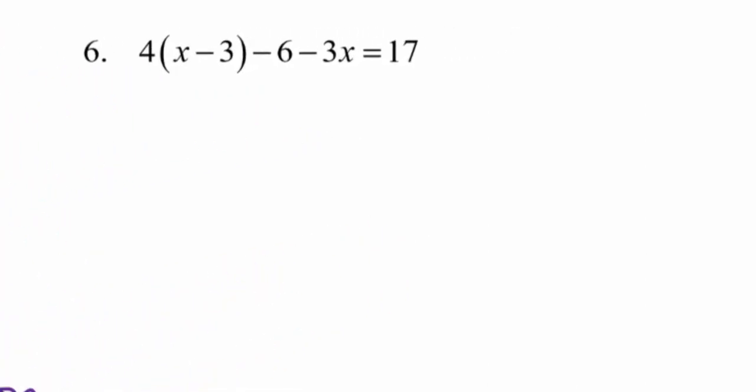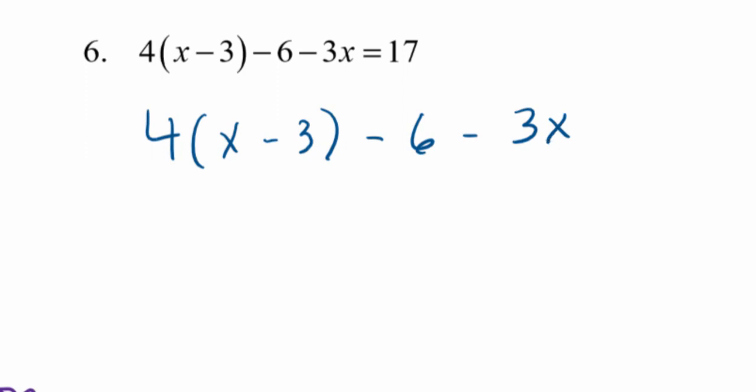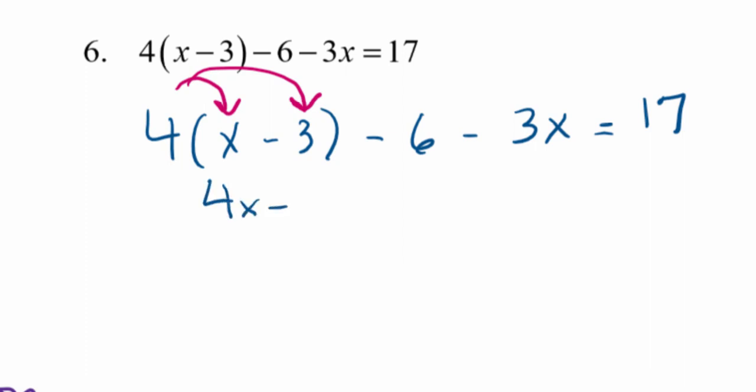Okay, so in our next equation, we once again have parentheses here on the left-hand side, where we're going to have to start by using the distributive property. The 4 gets distributed by what's inside the parentheses and not beyond that, as you know. So we're going to get here 4x minus 12. And then we have a minus 6 and a minus 3x, all on the left side of the equation.